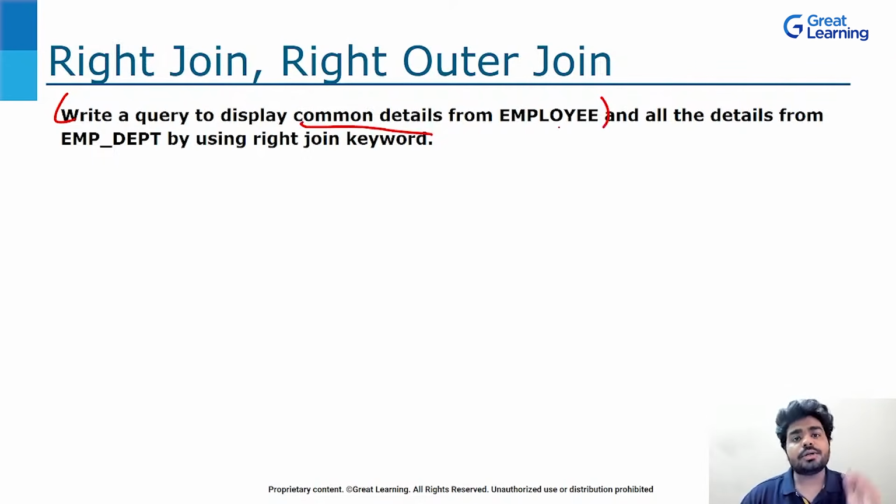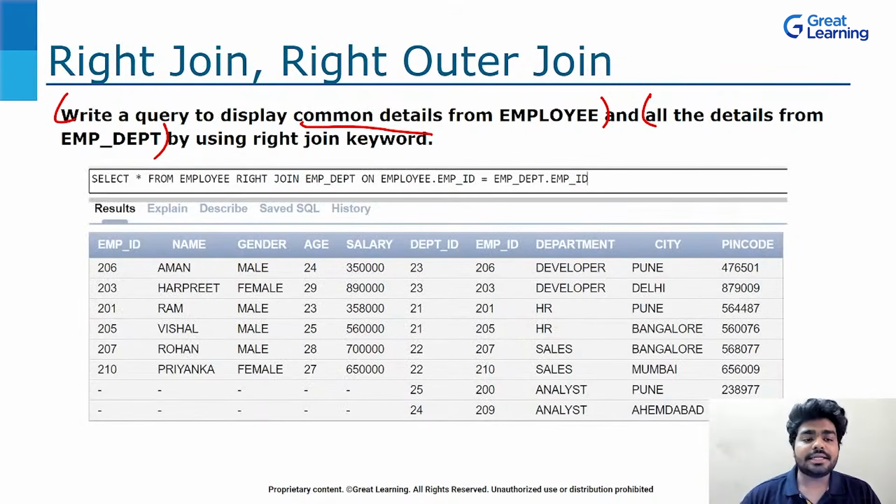Now I need only common details from employee, but all the details from employee department. Right? Now the query must be clear to you. You will get the query in your mind itself, right? That what it will be. Select star from employee, right join employee department. That means the table which is in the right, I want all the details from there, but the table which is in the left, I want only the common details from that.